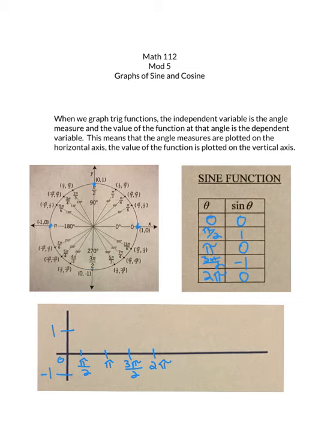So let's plot our points. When the angle was 0, the value was 0. At the angle pi over 2, the value is 1. At the angle pi, the value is back to 0. At 3 pi over 2, we're down at -1. And then at 2 pi, we are back to 0. So now, if we connect all these values, this is what the sine function looks like.